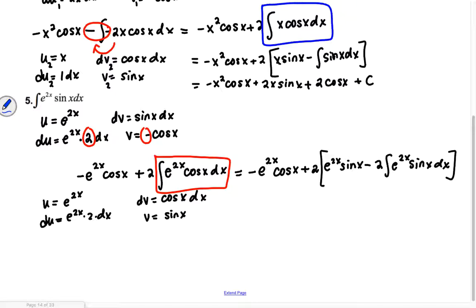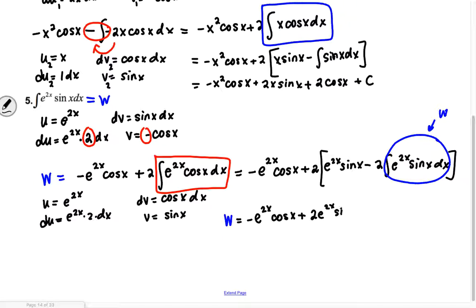So here's our trick. We're going to let this equal w. So w is equal to all of this stuff, and the w was repeated here. So let me write this out so we can see it. So we have w is equal to negative e to the 2x cosine of x. I'm going to bring that 2 in as I go. So plus 2 e to the 2x sine of x minus, I'm going to distribute the 2 here as well, 4 times w.